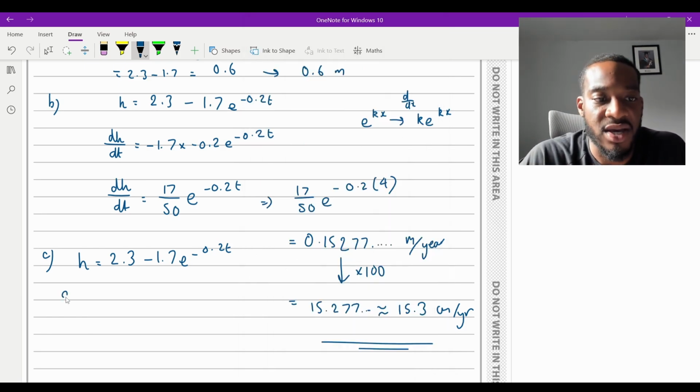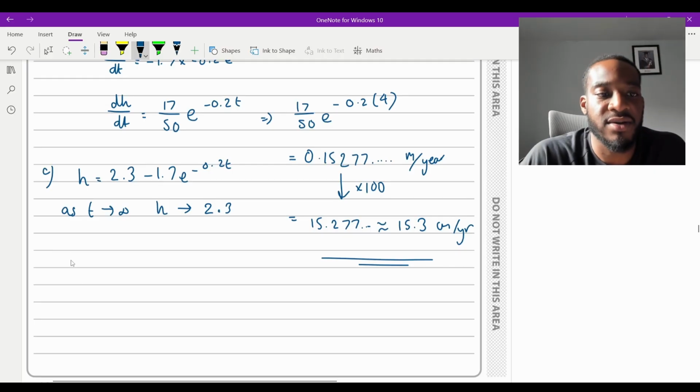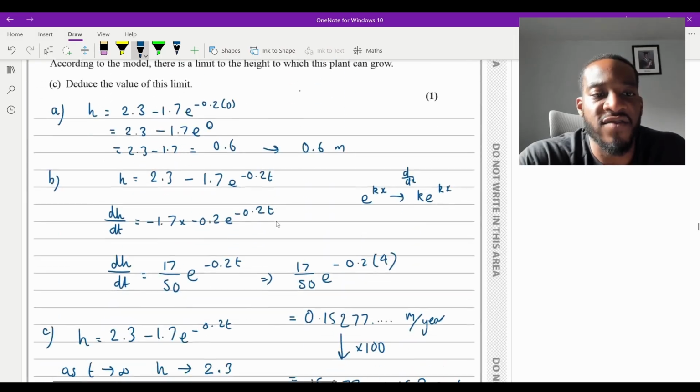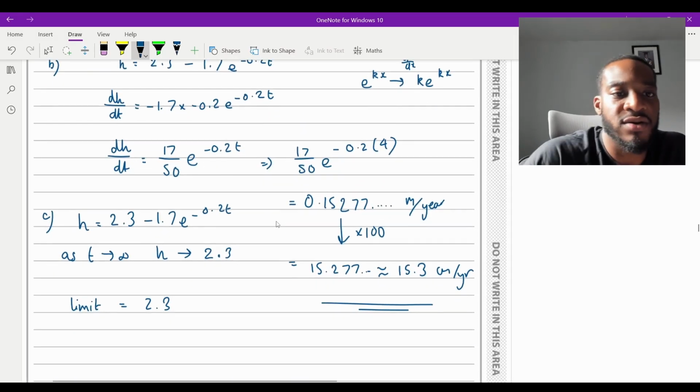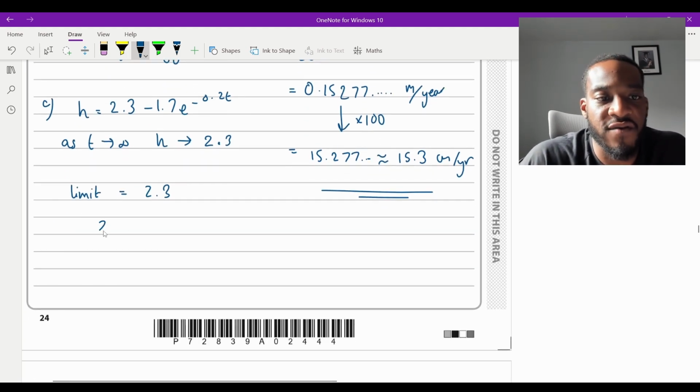So as t gets really big, as t tends to infinity, h tends to 2.3. So the limit is just going to be 2.3. So you're just going to say limit is equal to 2.3. So you can do it that way. You could also sketch the graph, but you don't need to. Another thing I could mention, why not, is algebraically, if you look at the function here, we've got 2.3, and then I've got minus 1.7, and then from my index laws, I can write this as a fraction, isn't it?